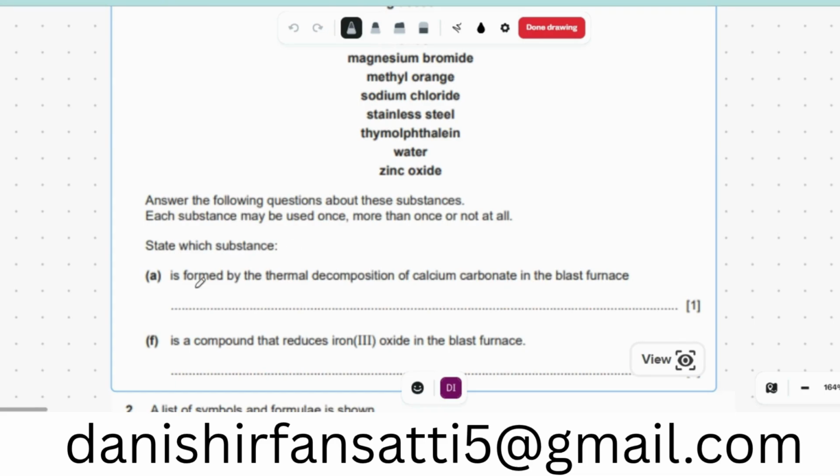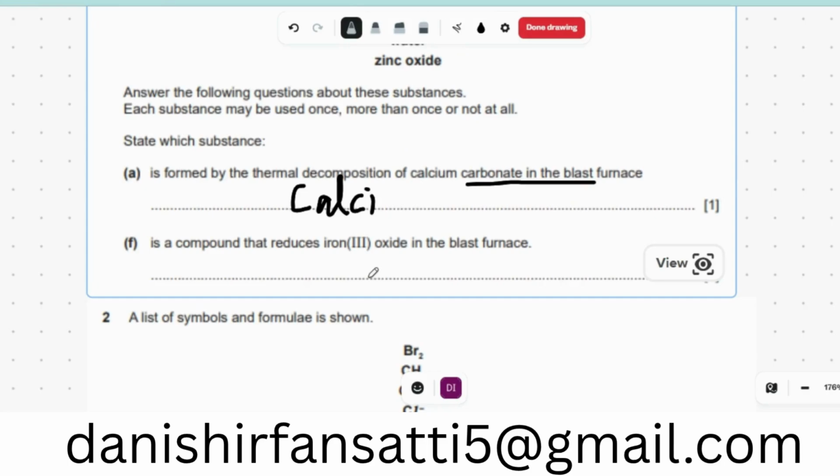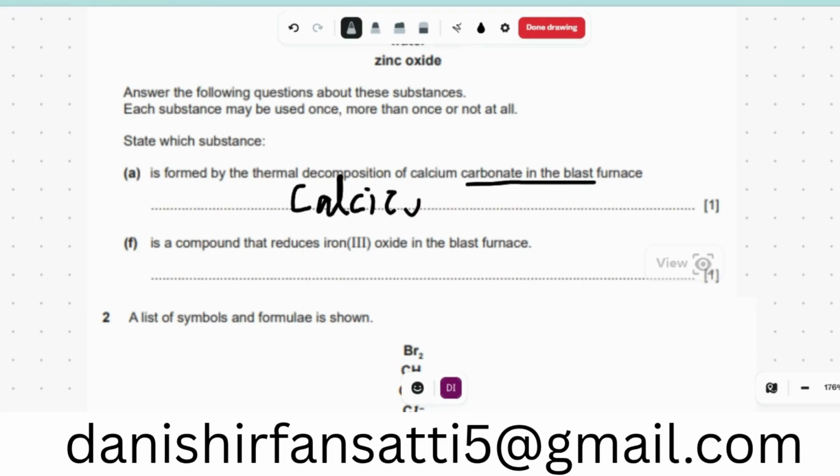Which substance is formed by the thermal decomposition of calcium carbonate in the blast furnace? Carbon dioxide, I think so. Sorry, the decomposition of calcium carbonate gives us calcium oxide. Which compound reduces iron oxide in the blast furnace? Carbon monoxide, CO.